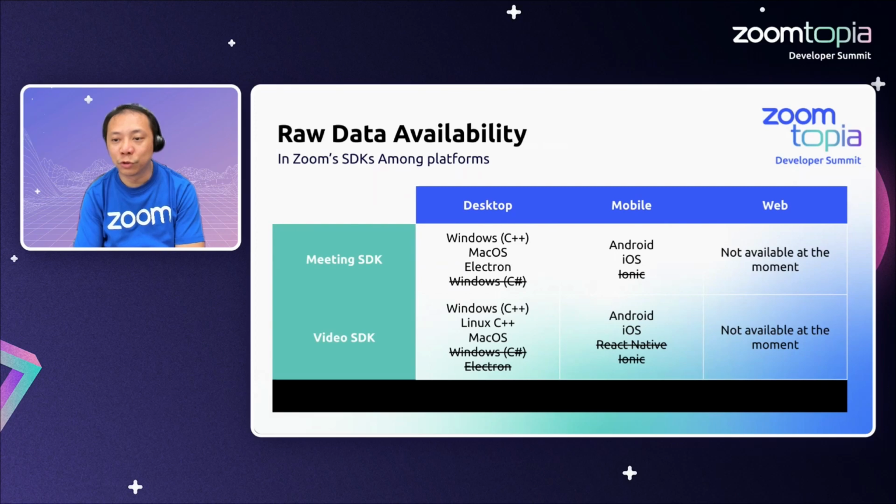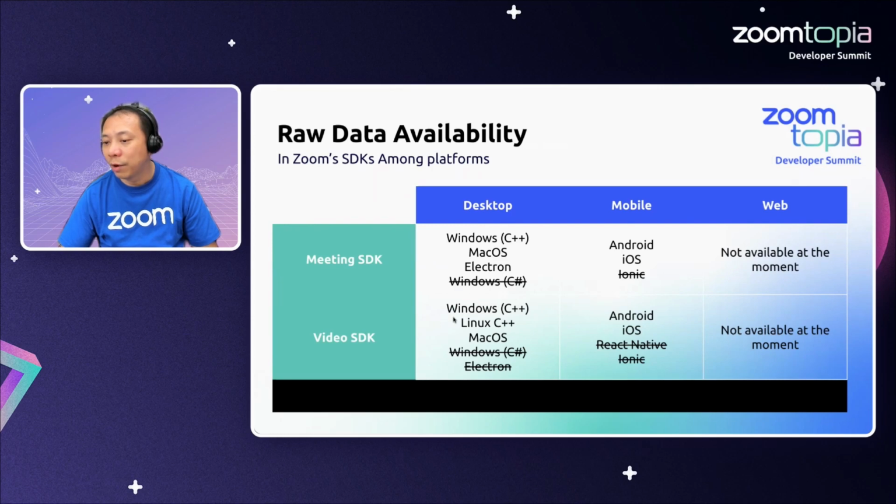Actually, Zoom has two major SDK product lines. One is the Meeting SDK, another one is the Video SDK. In each product line, we have three major platforms to cover: desktop, mobile, and web. On desktop, you will have Windows C++, macOS, Electron, and Windows C# SDK, but only the Windows C++, macOS, and Electron have raw data. The Windows C# currently, at the moment, doesn't have raw data support yet.